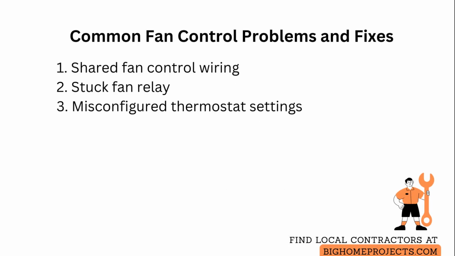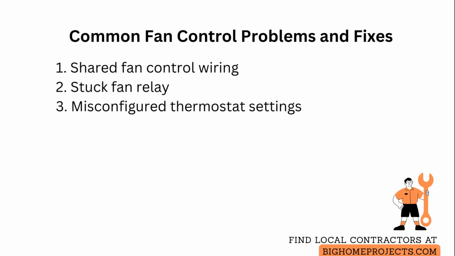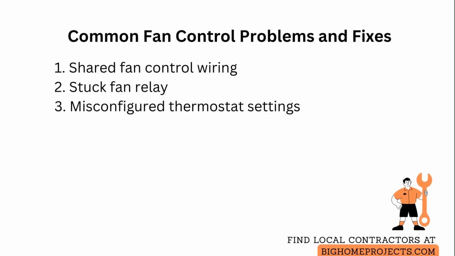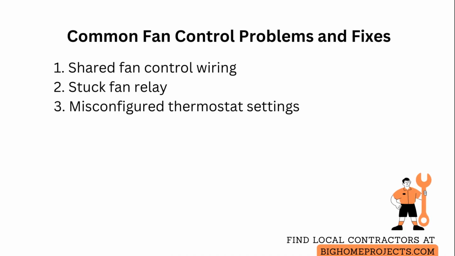Three common issues are shared fan control wiring, a stuck fan relay, and misconfigured thermostat settings. For shared wiring where a single fan terminal is tied into both heat and cool outputs, separate the calls at the control board or install an isolation relay so the correct circuit energizes the blower.